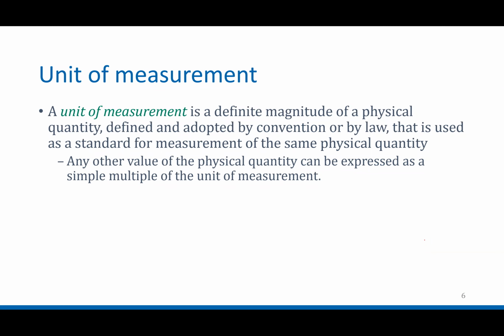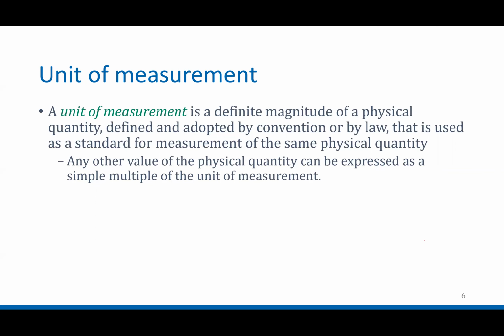So what I love about science is these units of measurement, and this is a very wordy definition. So I'll try to explain it in simple words after I read it. A unit of measurement is a definite size or magnitude of a physical quantity. So it would have to be a real quantity, something we can measure, defined and adopted by convention or scientific law that is used as a standard of measurement for that same physical quantity. Okay, that's confusing. Big, complicated definition.